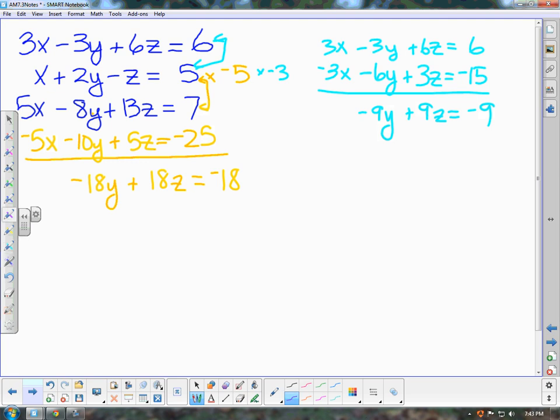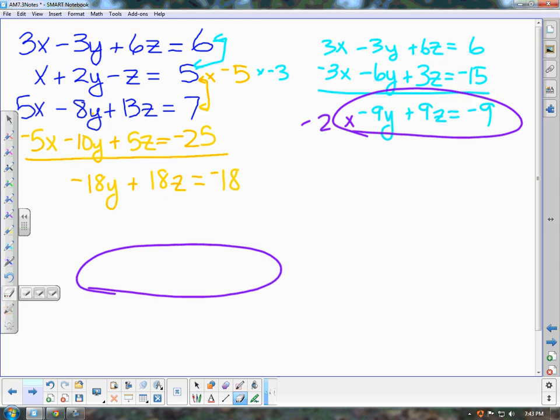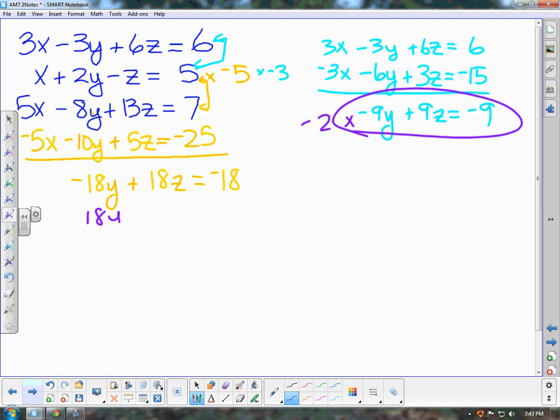So now we have this equation and this one, and we're just down to two equations with two variables. At this point, if you wanted to use substitution, you could. Or again, you can go by elimination, and we're going to get rid of the y's. So we're going to multiply this by a -2, and that way we will get 18y minus 18z equals 18.